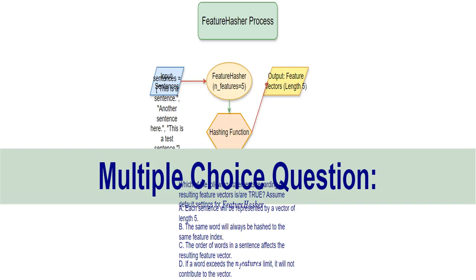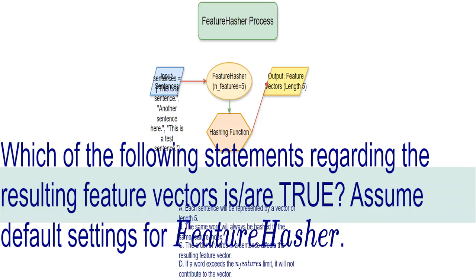I'm going to test your understanding of how the FeatureHasher works by asking a multiple choice question. Get ready to choose the correct answers. This statement checks if you understand that the length of the vector is dictated by the parameter _n_features. That is, if _n_features is set to 5, then the output vector length will always be 5.